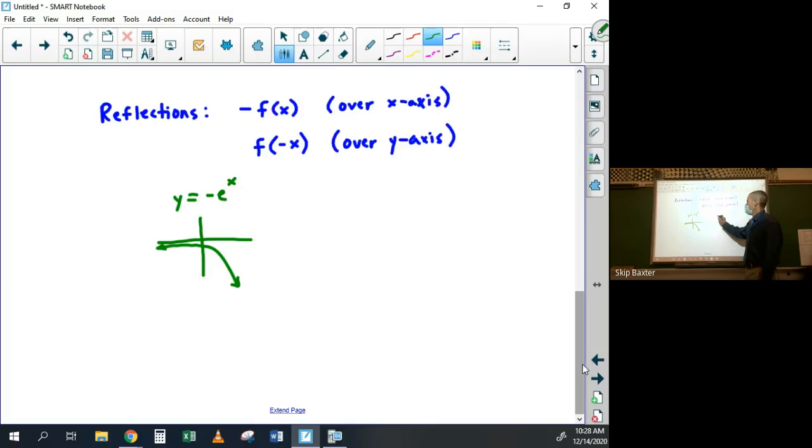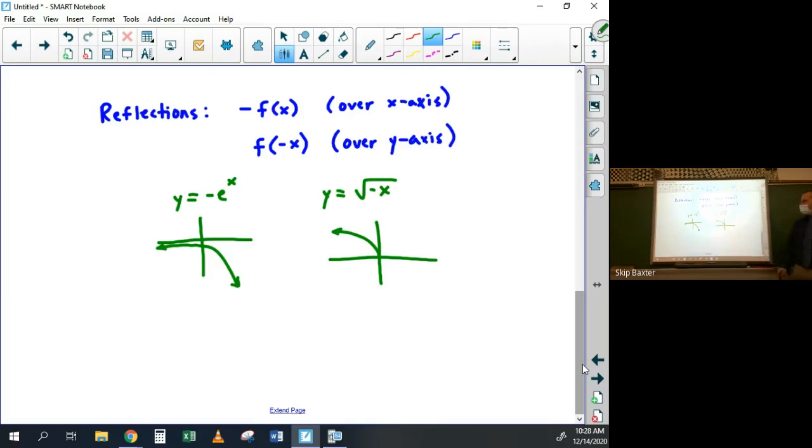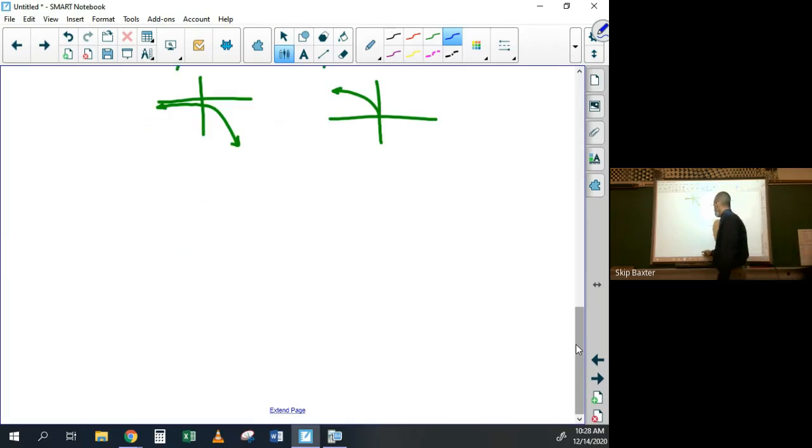If it was something like y equals the square root of negative x, this is making just x negative. This is going to reflect radical x over the y-axis. Okay? Are we okay with those? And then the last two were dilations.